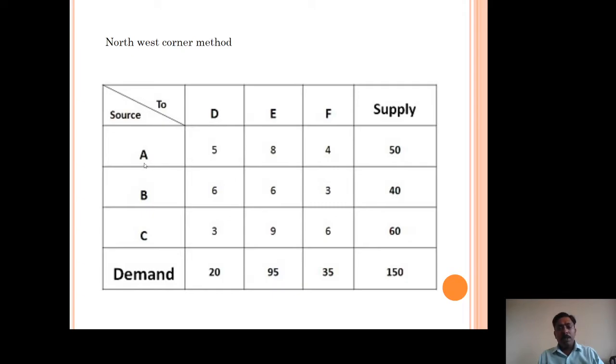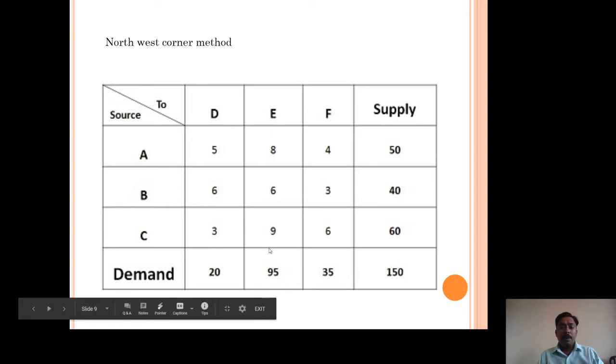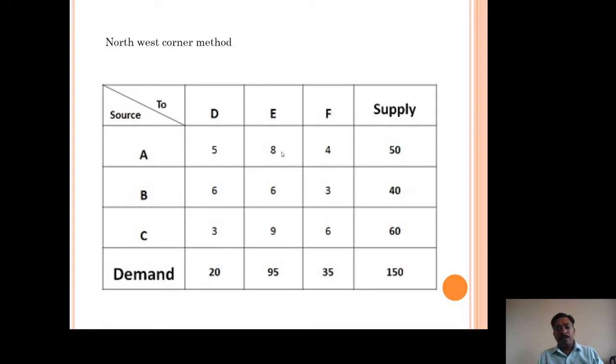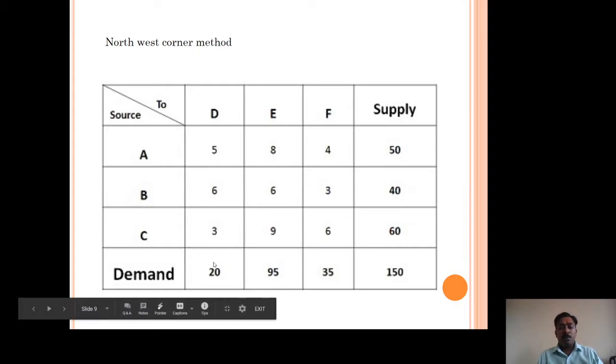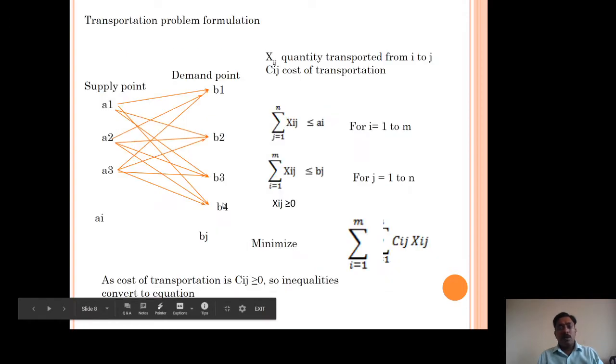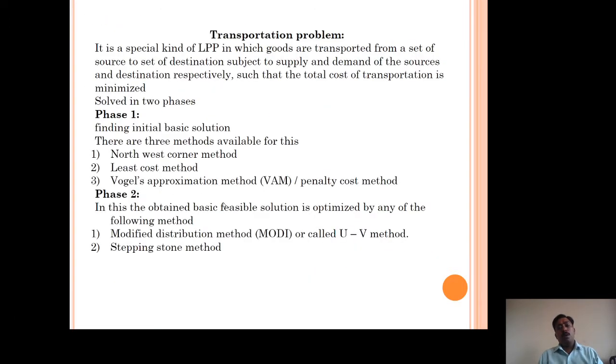In the same way, the transportation cost from supply location A to destination E, where the requirement is 95, is 8 per unit. So in this way we will have different costs of transportation and we need to transport different quantities. Now the main aim of the transportation problem is to minimize this cost. So how can we minimize the cost?